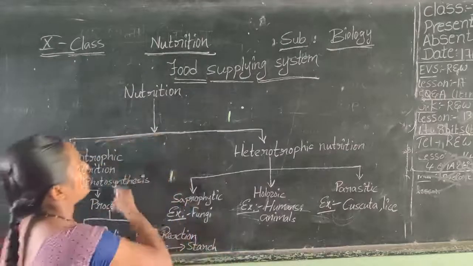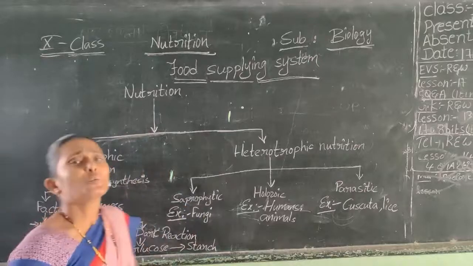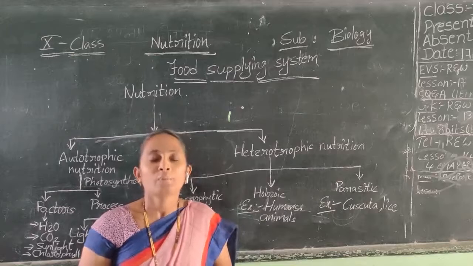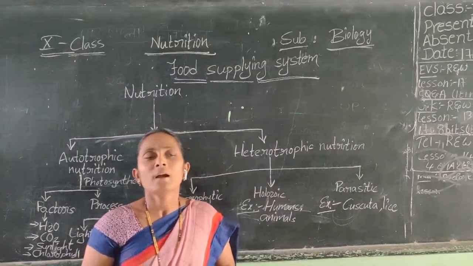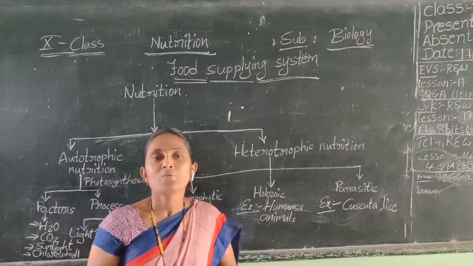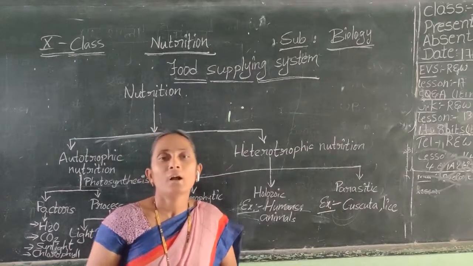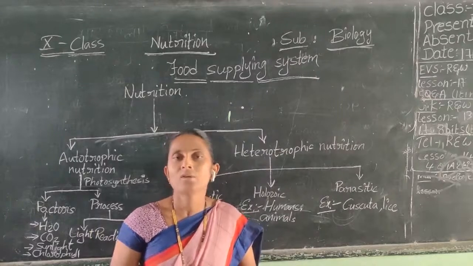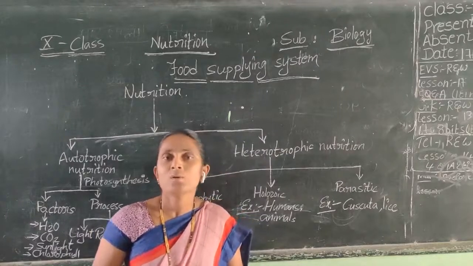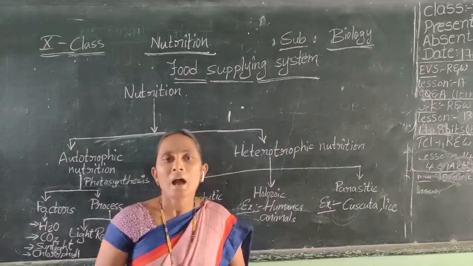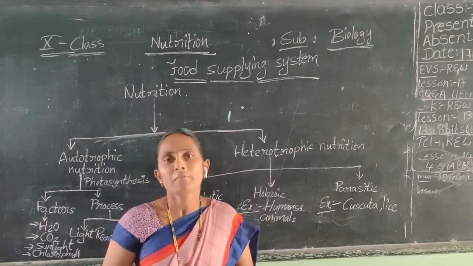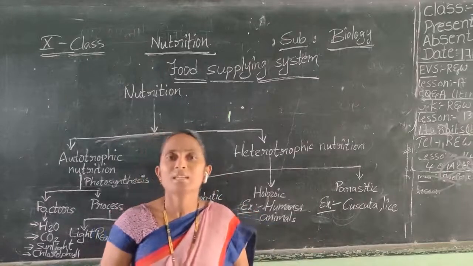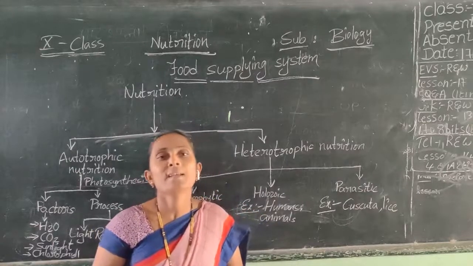Here you have to see, are we able to prepare food ourselves? No. Yes, you are right. Human beings, we cannot prepare our food ourselves. So we depend. How will we get food? We will get food from plants. Is it true or not? The green color plants only have the ability to prepare food. So we have to know how the plants play a major role to synthesize food.